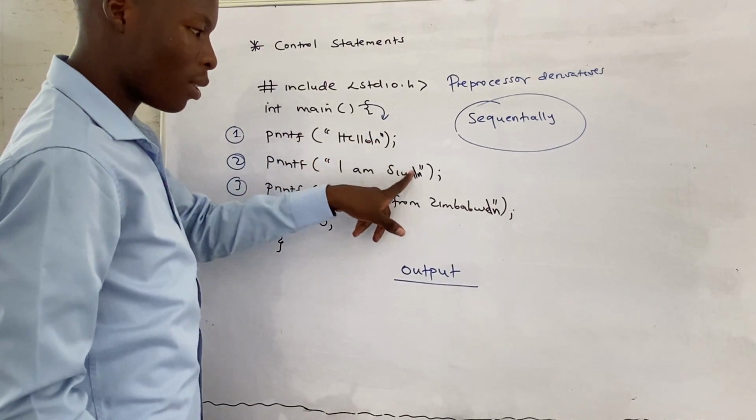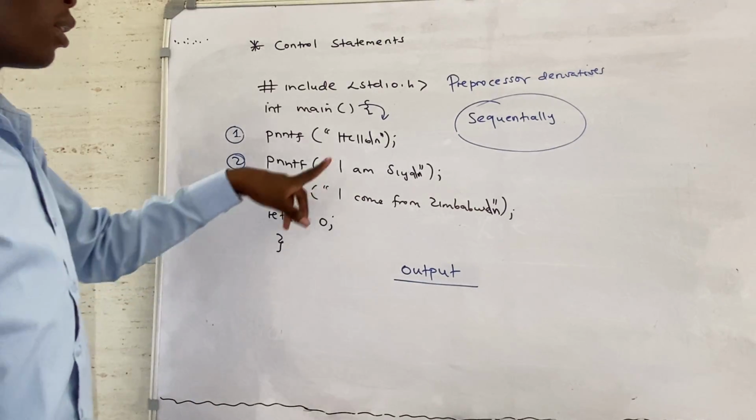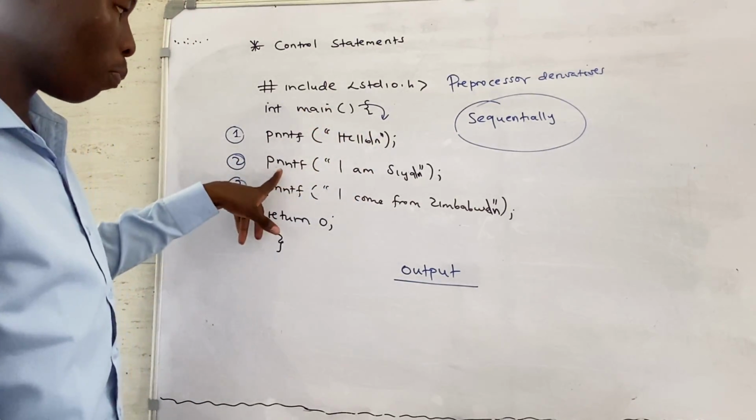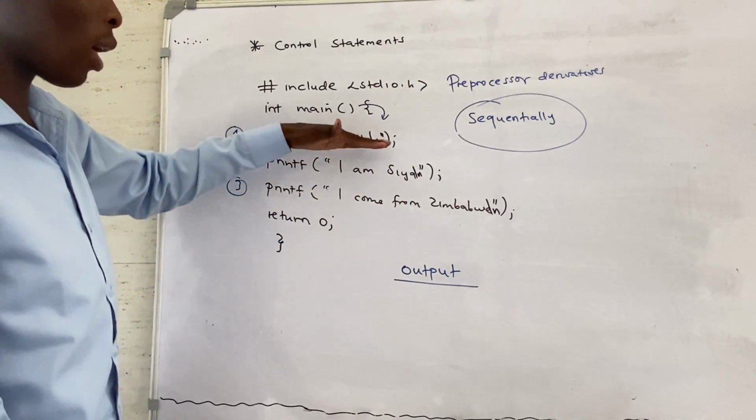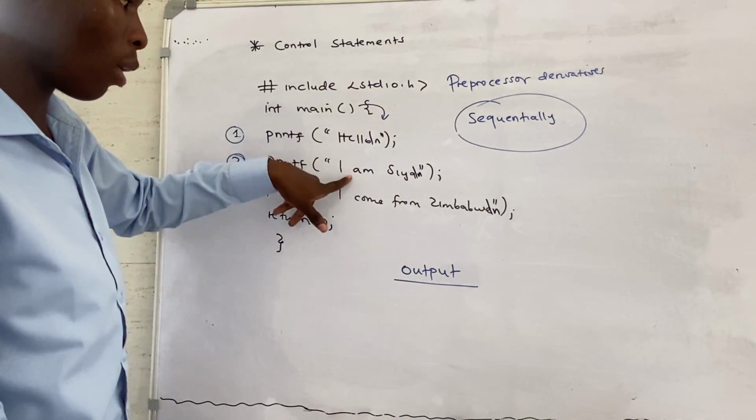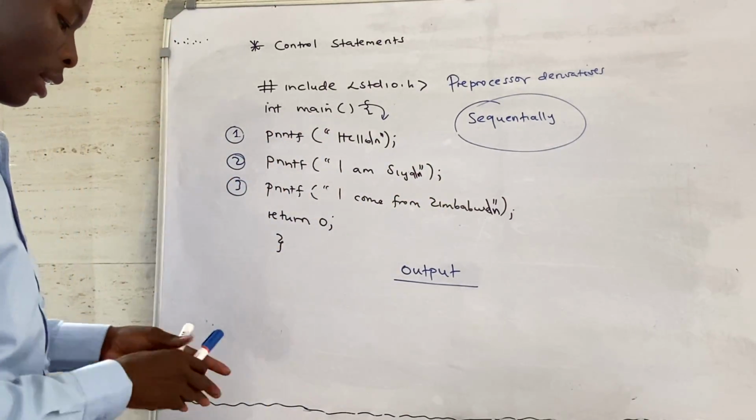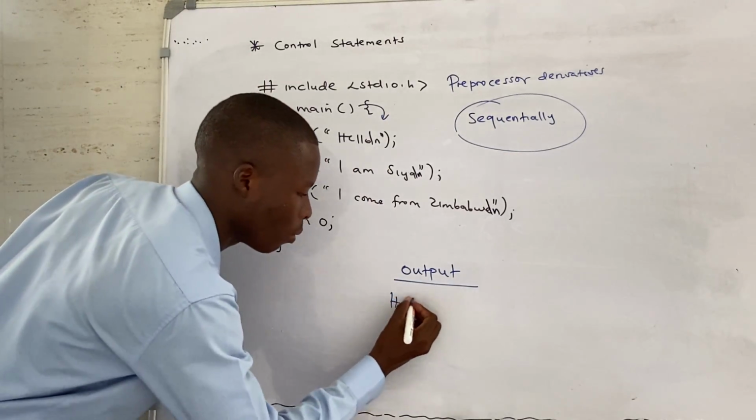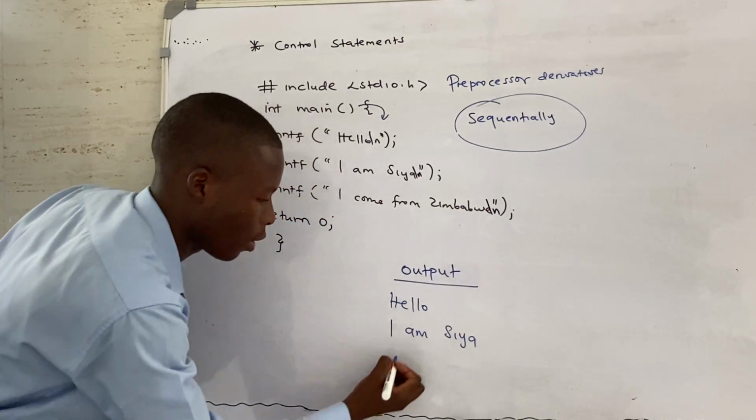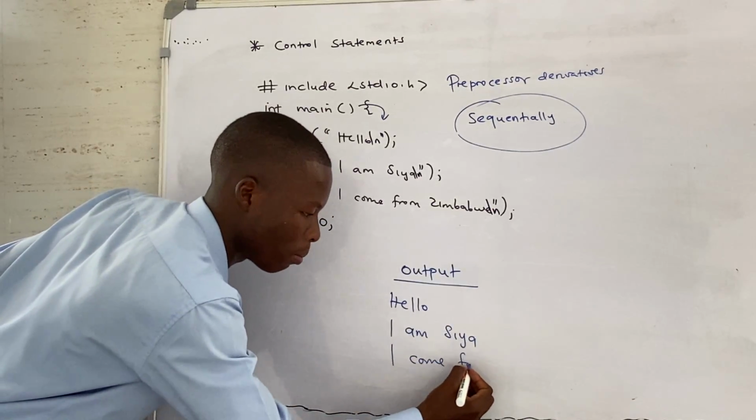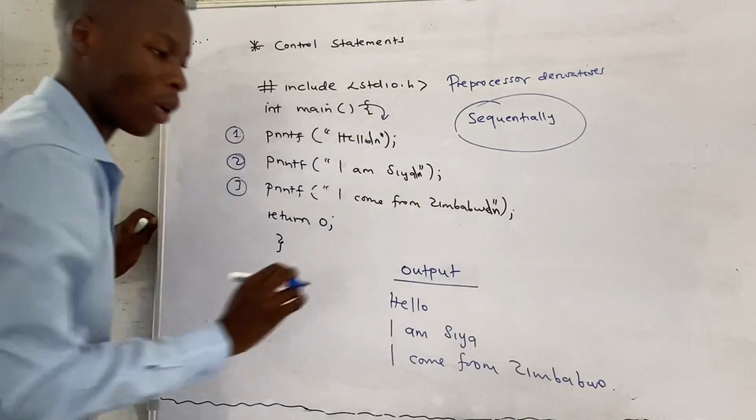But if you put this \n, called the escape sequence, it will tell the compiler to print this statement in the next line. After this statement is printed, the compiler will print this in another line, and this in the third line. So my output is: hello. I am C. I come from Zimbabwe. So this is my output. This is what you are going to see.